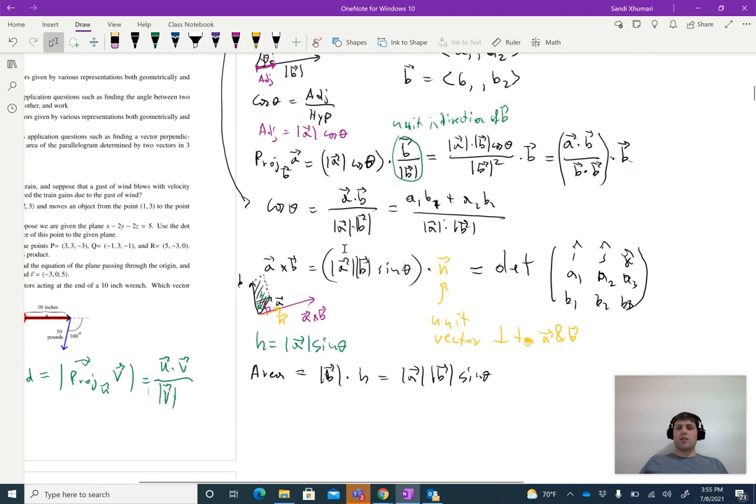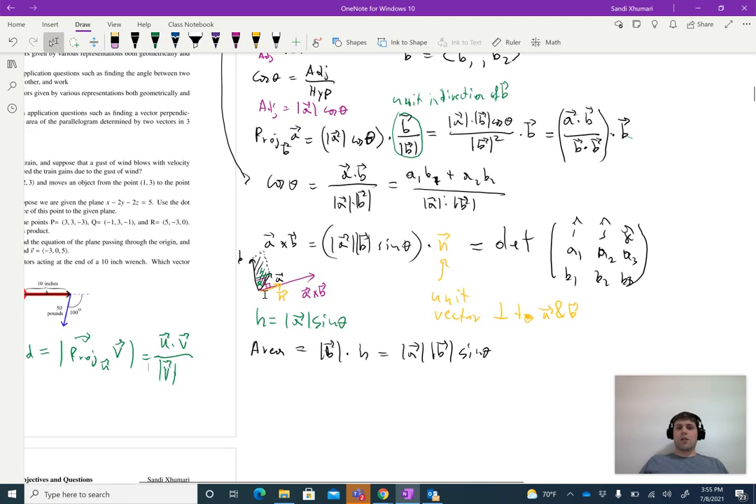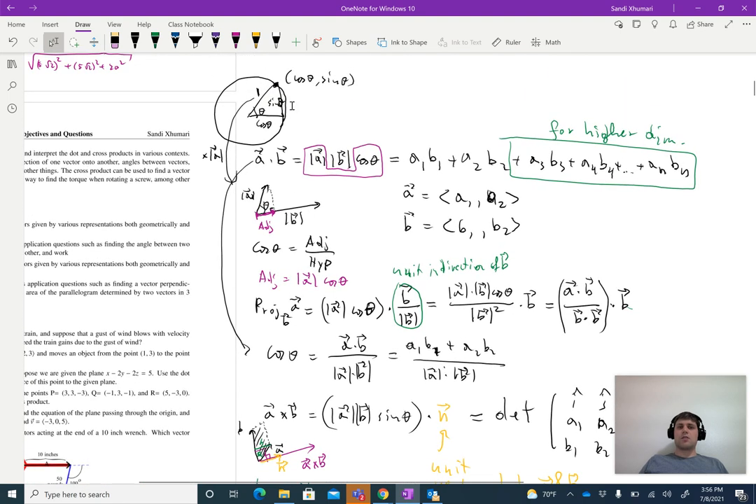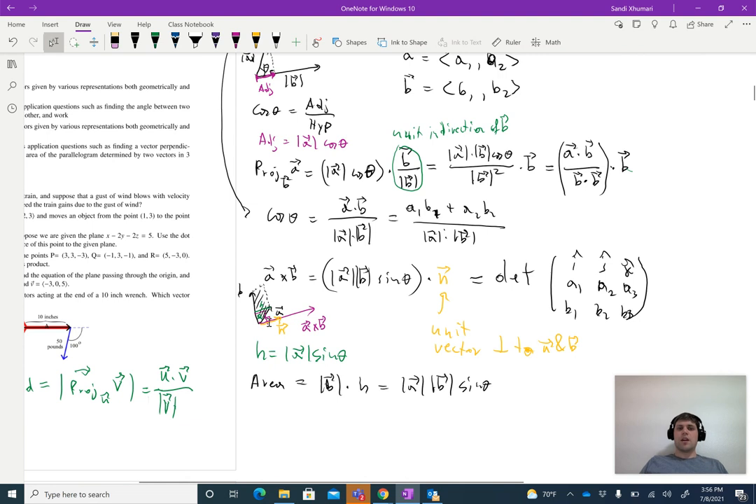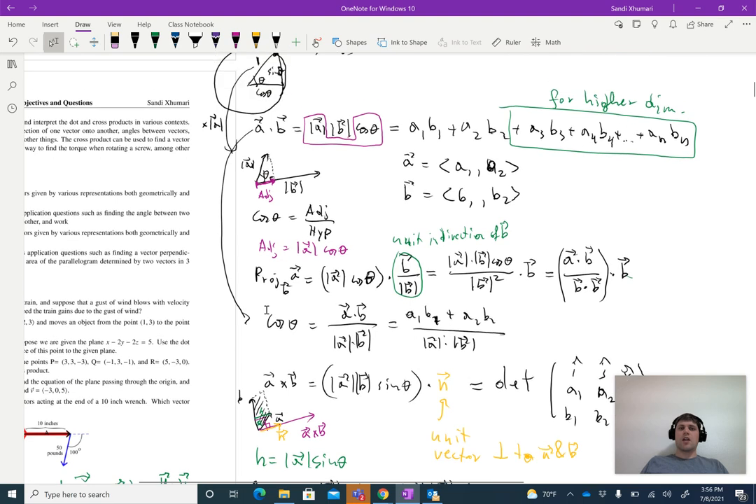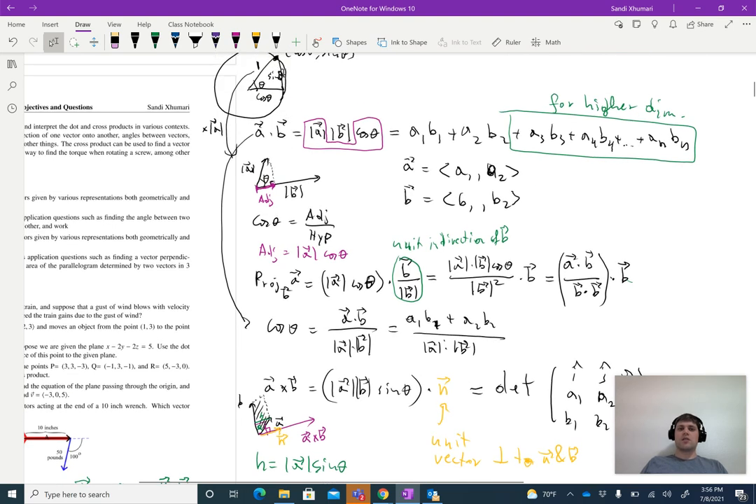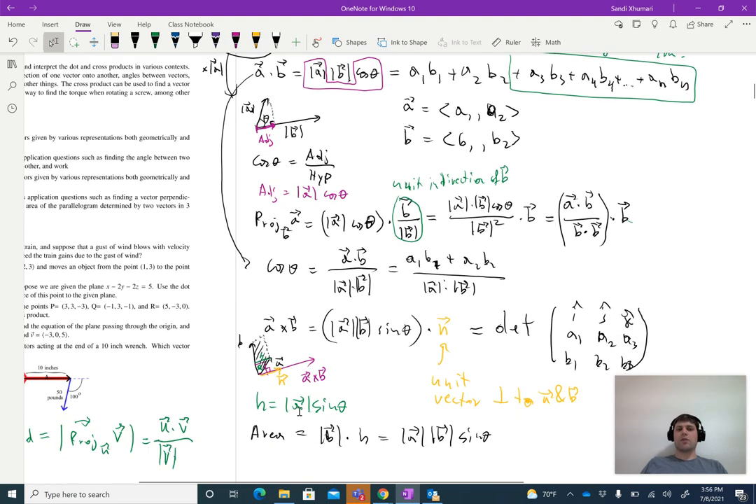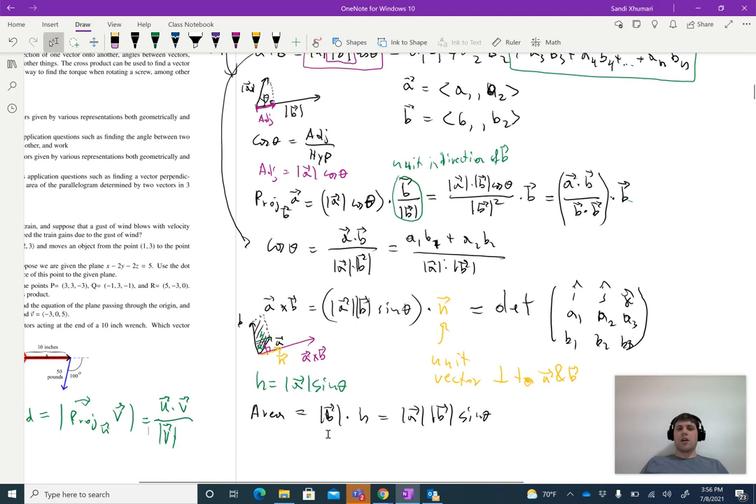So why is this the area of the parallelogram? Well, drop the height here from the tip of A. And again, think about scaling this unit hypotenuse triangle from the unit circle. Scale it by A again. This is the side opposite to the angle, so that's the sine. That's scaling sine by the magnitude of A. And so the area of a parallelogram is base times height. The base is the magnitude of B times the height, and we get this formula.